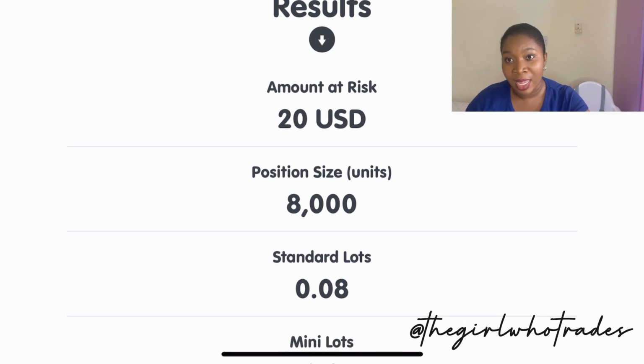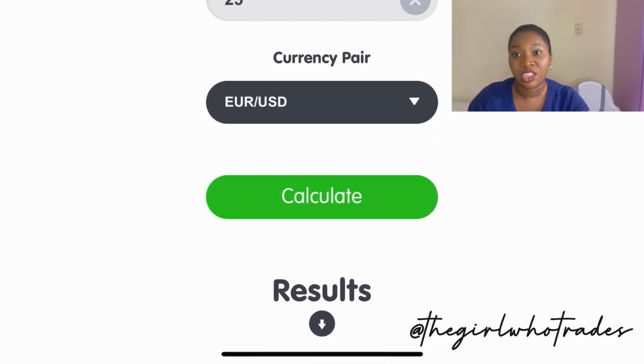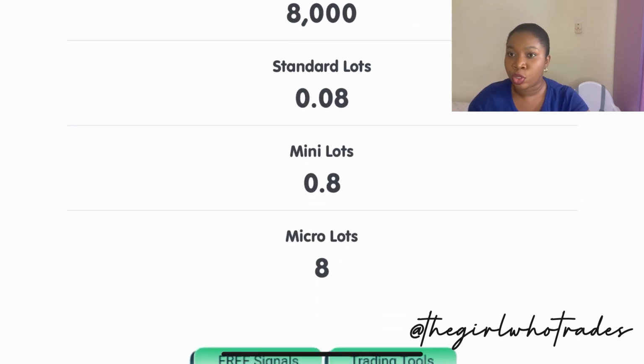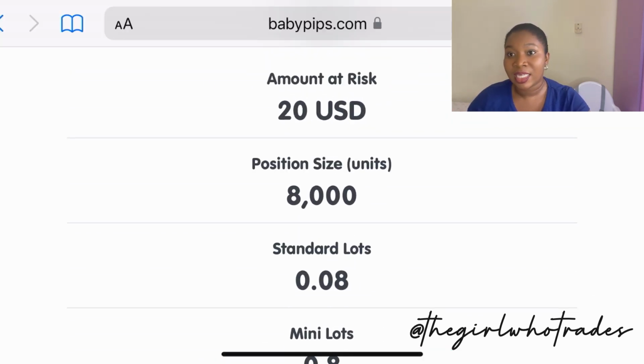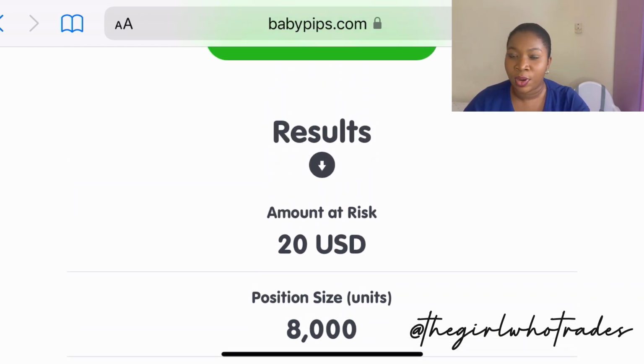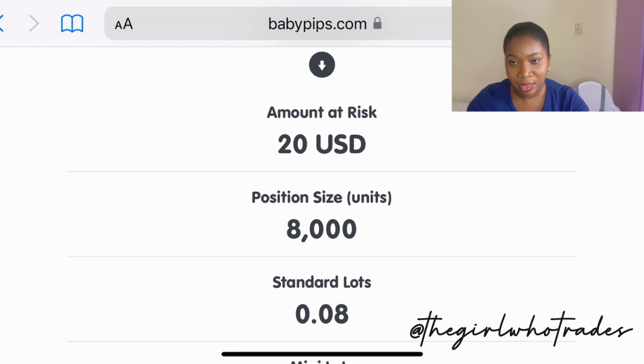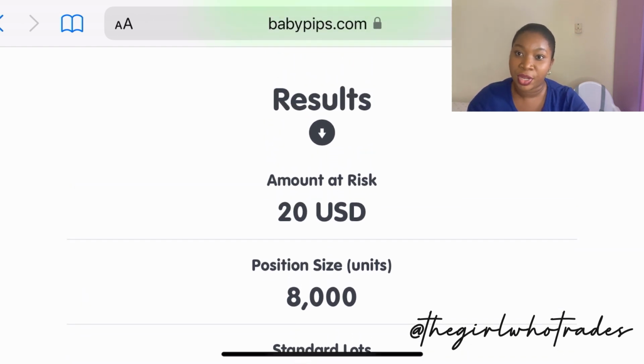Now, if you hit calculate, it's going to give you the results of this potential transaction, and that is what you should use to trade. So in this instance, your amount at risk is $20. So you are risking $20. So worst case scenario, if your trade hits stop loss, that's $20 that you're going to lose. Now your position size is going to give you in units, in trading units. We'll go into that maybe another time, but that's 8,000 units, that's the trade you're taking.